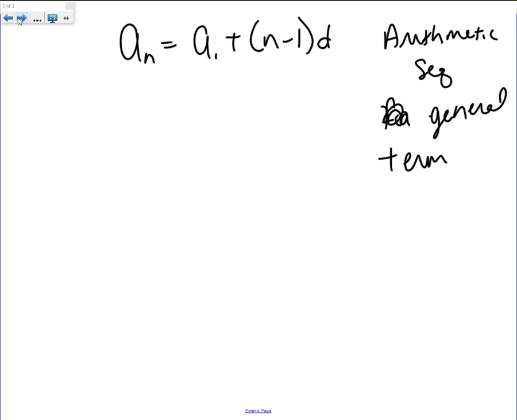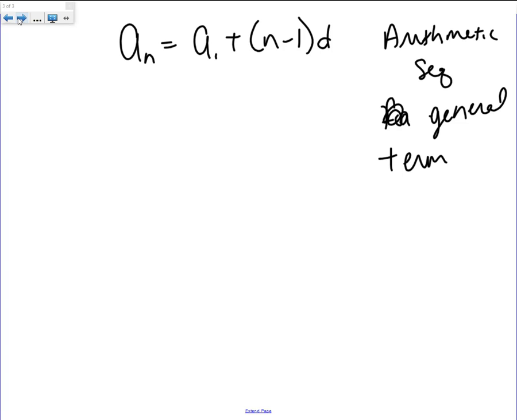A general term is an equation, okay? When the instructions say write a general term, you are writing an equation. That's all you're doing. You're not solving it for something. Now, they may ask you to solve for something, but when they say write a general term, you are writing an equation. That is important for you to remember.